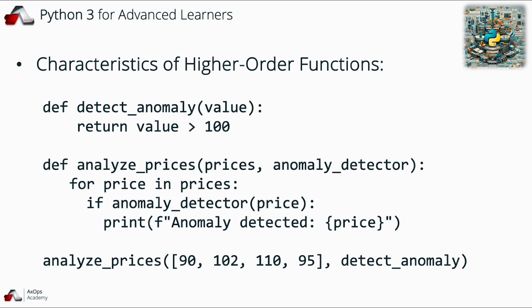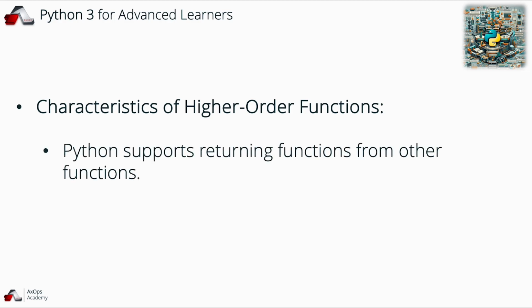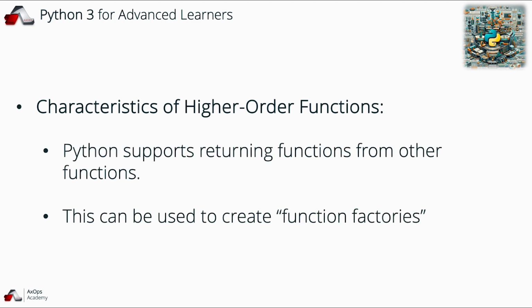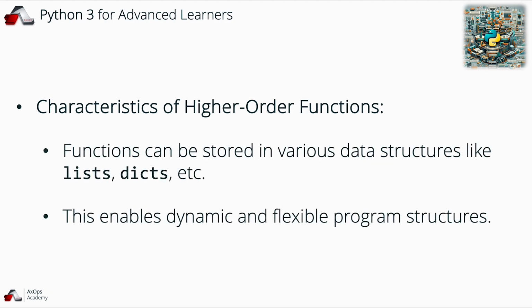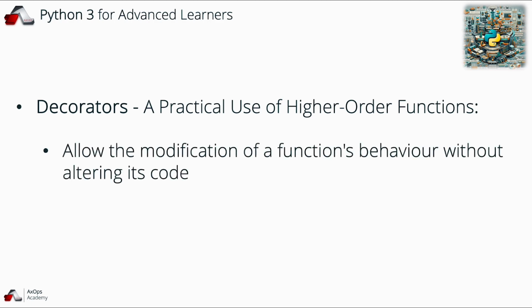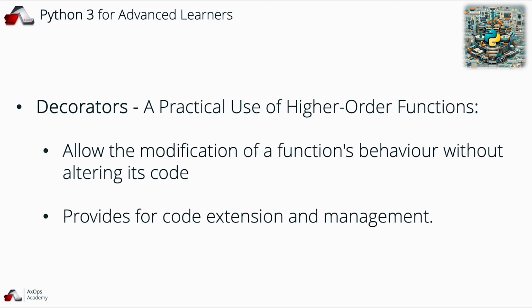Python supports returning functions from other functions, and this can be used to create function factories, where a function configures and returns another function tailored to a specific need. Functions can be stored in various data structures like lists, dictionaries, etc., allowing for dynamic and flexible program structures. Then we have decorators in Python, and these are a direct application of higher order functions. They allow the modification of a function's behavior without altering its code. By wrapping a function within another, decorators provide a powerful tool for code extension and management.